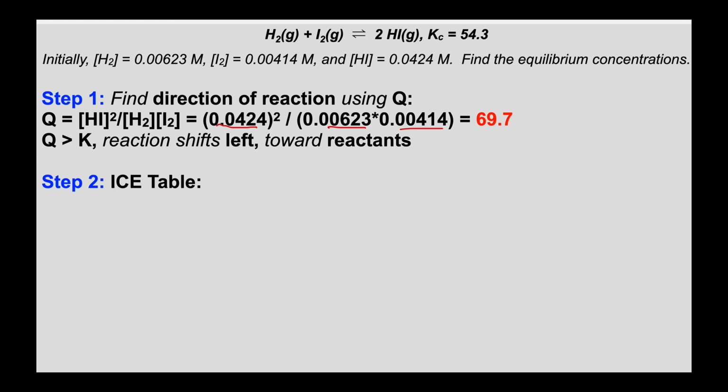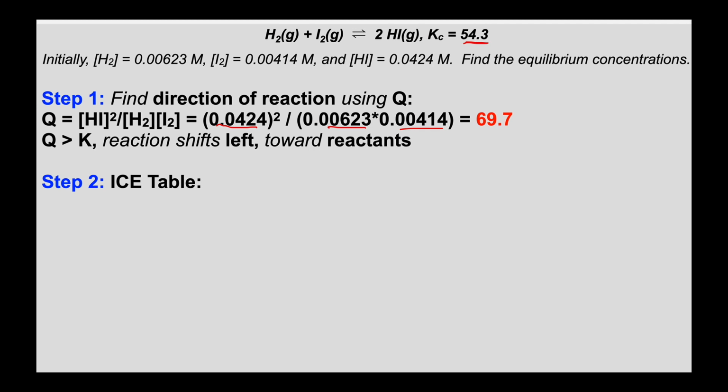And when you calculate this number, it's 69.7. Now, comparing 69.7 to K, 54.3, you can see that Q is greater than K. So that means we have more products than reactants for this equilibrium. That means the product concentration is going to have to decrease and the reactant concentrations will increase. So this reaction, this set of conditions, is going to shift towards the left, towards the reactants. And we'll need that here in the ICE table.